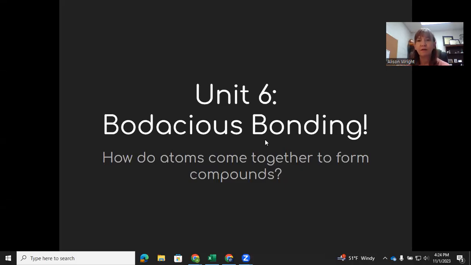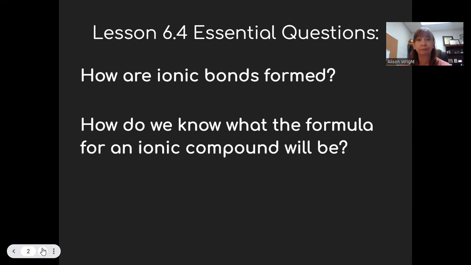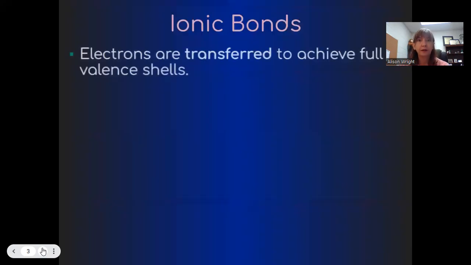Hey, Chem kids, we are finally ready to talk about how ionic bonds form. All right, here we go. That's our central question. How do these things form? And how do we know what the formula for an ionic compound will be? So we'll be able to put together how they're coming together, and this is why this is the formula.